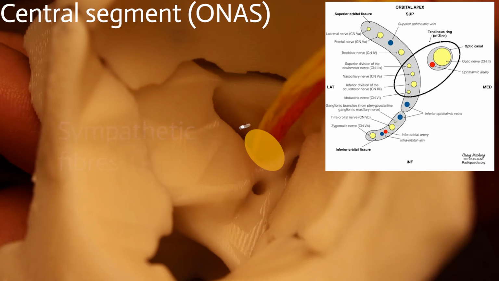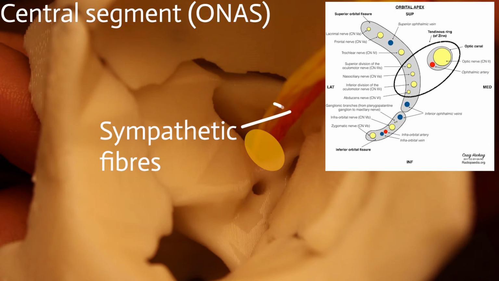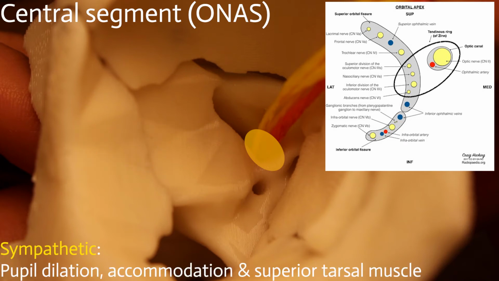And finally, there are sympathetic fibers that arise from the superior orbital fissure that are tasked with dilating the pupil, lens accommodation, and elevator function of the superior tarsal muscle, aka Muller's muscle.